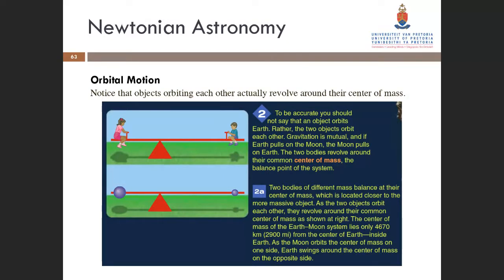Two bodies of different mass balance at their center of mass, which is located closer to the more massive object. As two objects orbit each other, they revolve around their common center of mass, as shown in the figure. The center of mass of the Earth-Moon system lies only 4,670 kilometers from the center of Earth, inside Earth. As the Moon orbits the center of mass on one side, Earth swings around the center of mass on the opposite side.